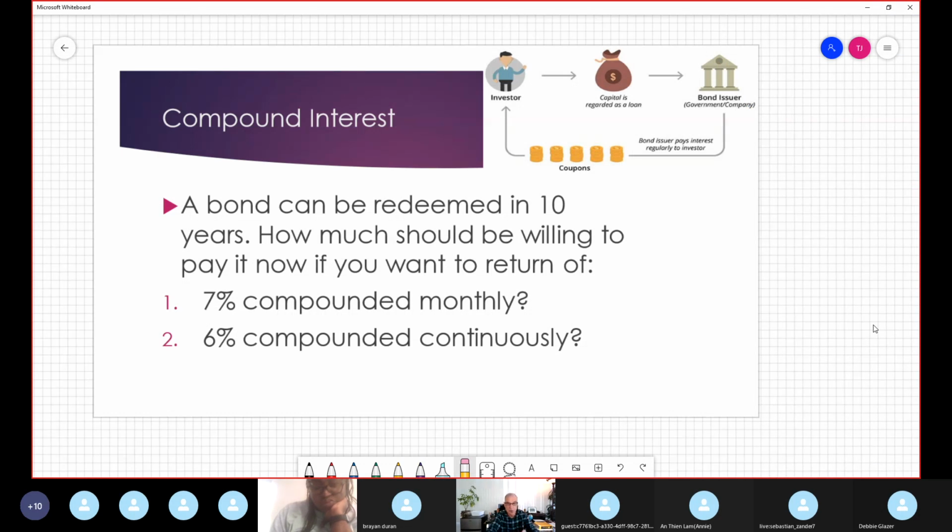Okay, this problem is talking about a bond. A bond is a document, a financial tool that you can buy at one moment in your life, and after some years, in this case the maturity time of the bond is 10 years, you obtain more money. You can buy it from the government or from a company.